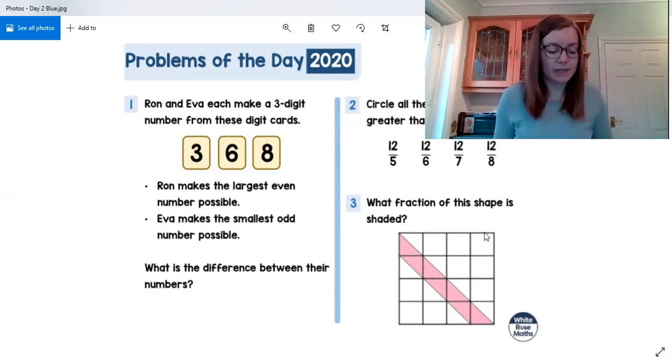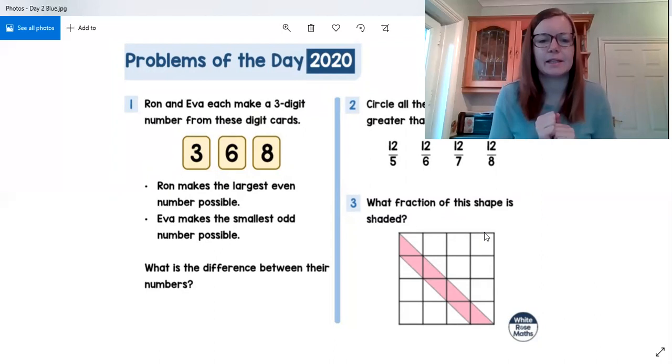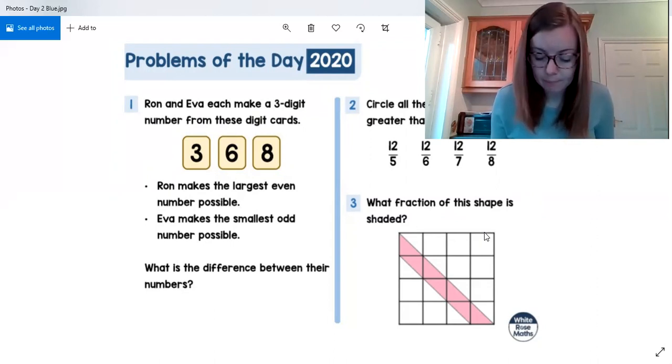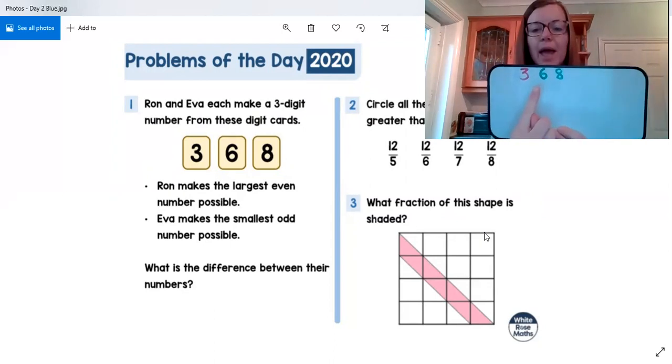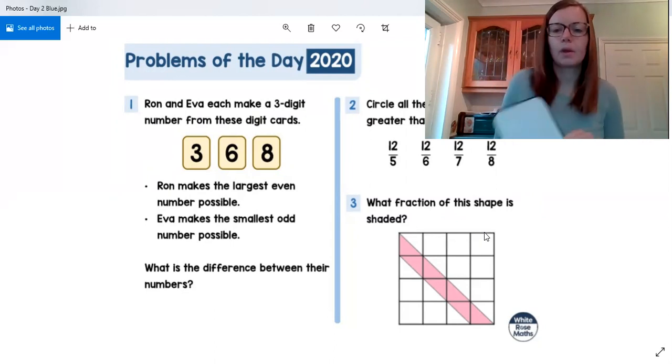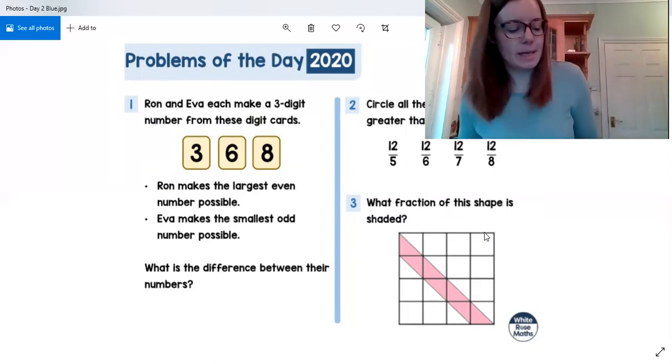So this is back to what we did on the orange page of what is an even number. Well, it's something that ends in 0, 2, 4, 6, and 8. So we have got 2 even numbers here. So I'll use the same color coding I did before. 3 is not an even number, 6 is, and 8 is. So we know that Ron's even number has to end in either a 6 or an 8 in the units column. Does that mean we can put the other numbers in any order?